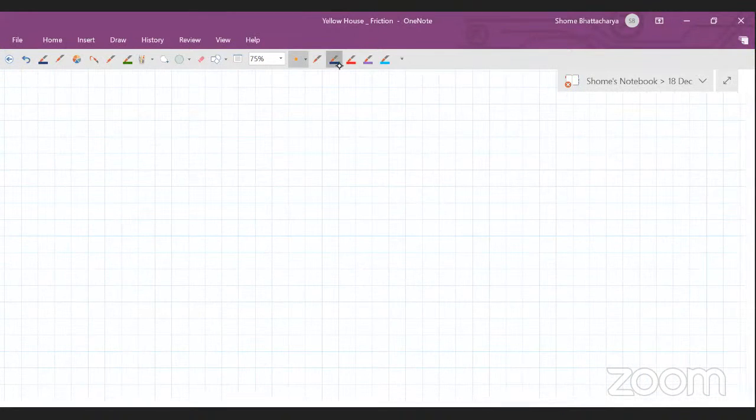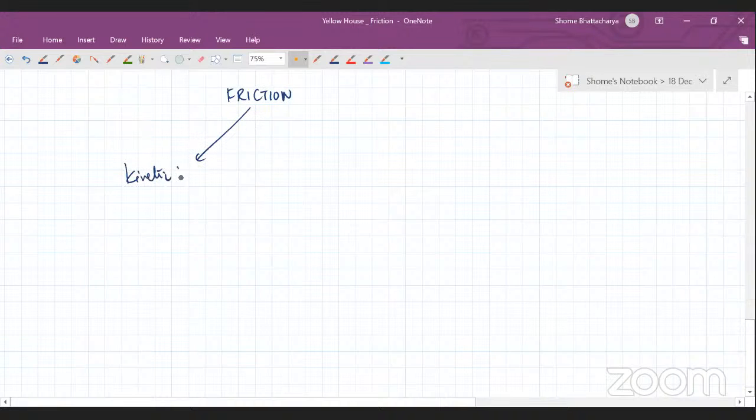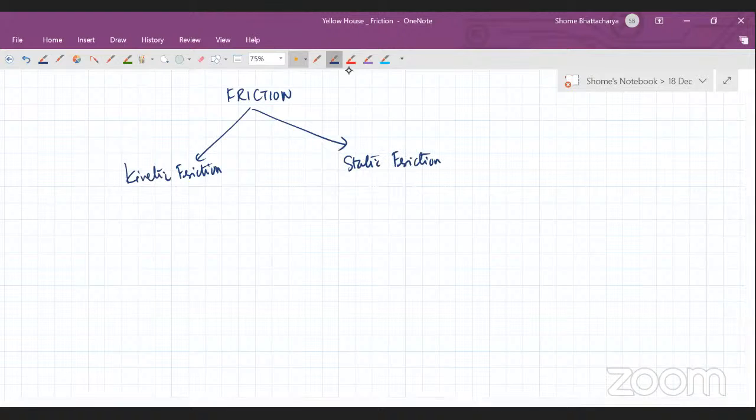Okay, now next thing we'll understand the difference between the two types of friction. Kinetic friction and static friction. Okay, so what is the definition of kinetic friction versus what is the definition of static friction?